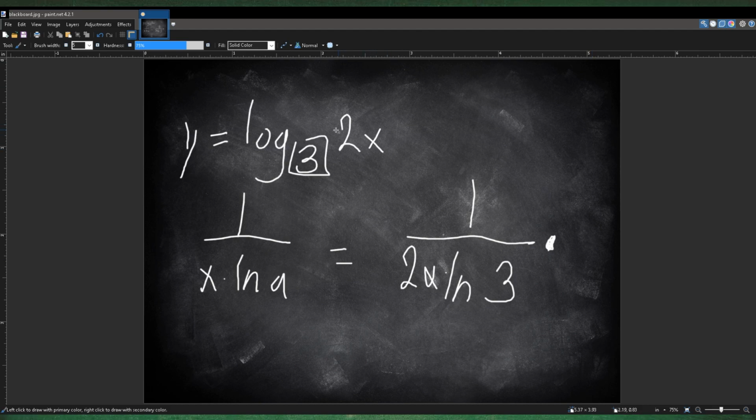So your second chain would be the 2x, because normally it's supposed to be an x, but now it's 2x. So the derivative of 2x is just 2, right? So this 2 cancels out with this 2. So you just have 1 over x times ln of 3, which is basically that simple. So the derivative of log base 3 of 2x is just 1 over x times ln of 3.